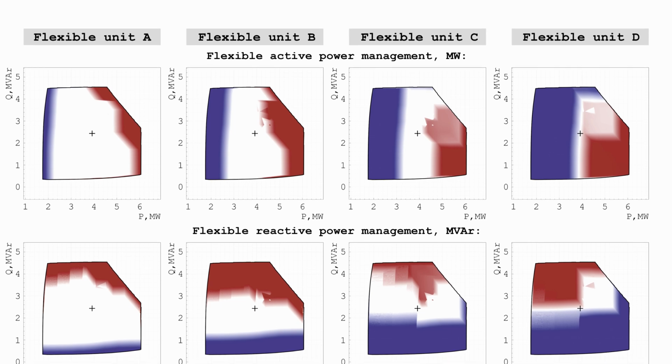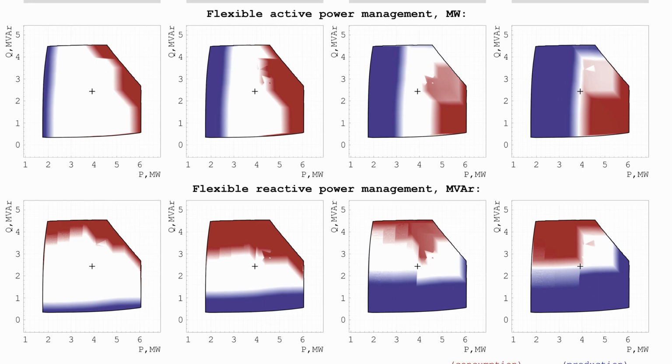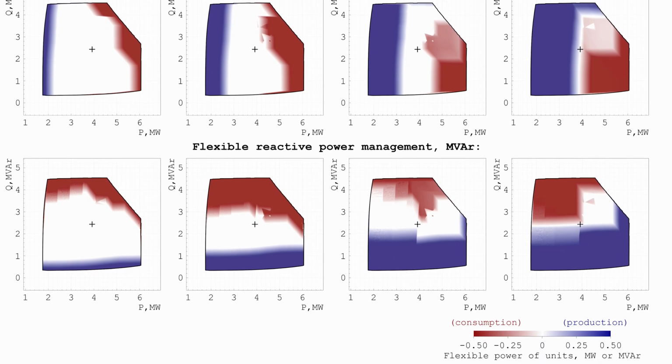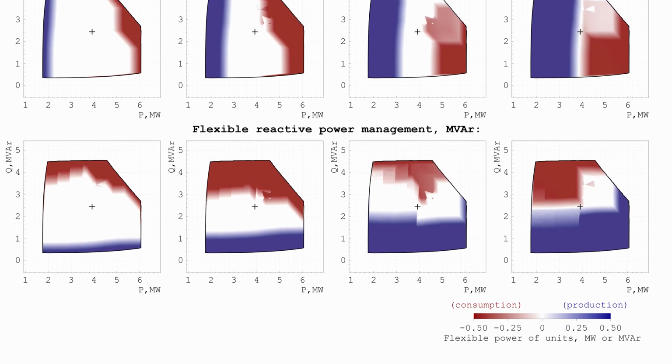Then at the bottom, we have the next set of subfigures showing flexible reactive power regulation, reactive power management, so Q regulations in megavolt ampere reactive. And the same logic applies here. We show in red if units are consuming reactive power, in blue if units are producing reactive power, and in white color if units are doing nothing.